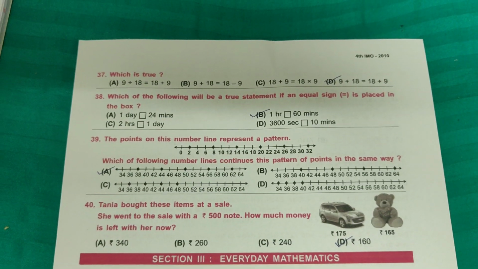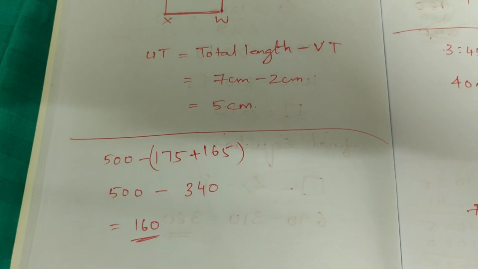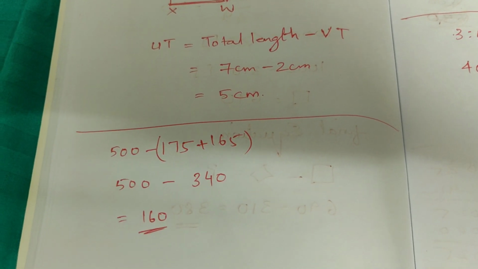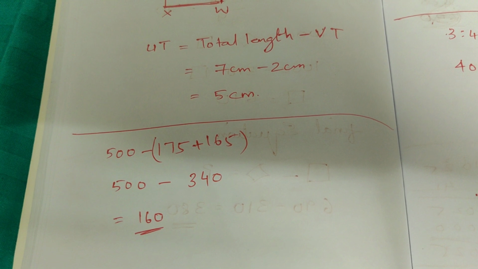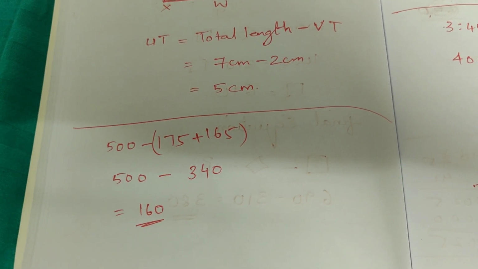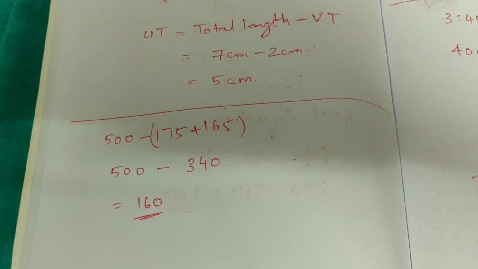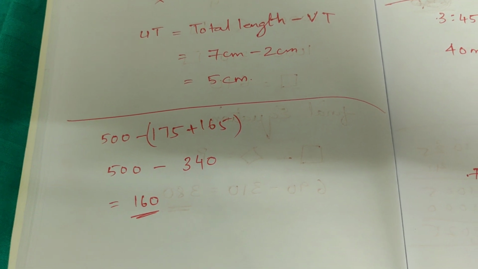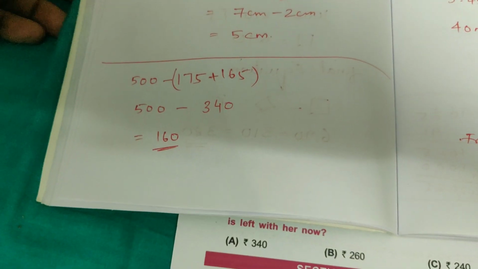Let's see how to solve it. It is 500 minus 175 plus 165. First we need to add 175 plus 165. So 500 minus 340 will give us 160. So 160 is the answer.